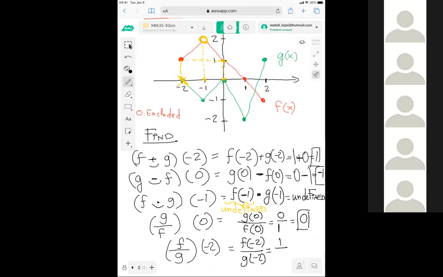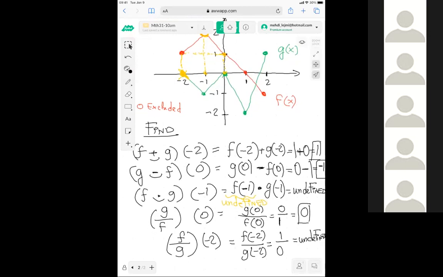And g of negative two, guys, be careful. Here's my negative two, right? It's the same point. So g of negative two would be zero. So it's one over zero. And it's not the negative one, Kyrie. So it's actually one over zero, which, of course, with zero in the bottom, is undefined. So the answer is undefined, actually. Any questions, guys?